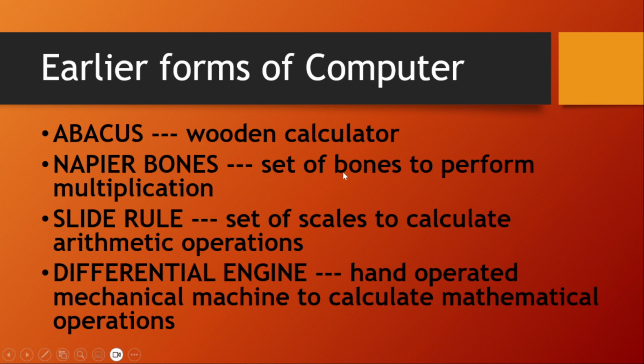Then Napier's bones, an arrangement of bones to perform multiplication or other mathematical operations. Slide rule, a set of scales to calculate arithmetic operations. Differential engine, a hand operated mechanical machine to calculate mathematical operations. So you can see that the earlier forms of computer were a wooden calculator, then bone-like structures, then a set of scales, then later mechanical machines.